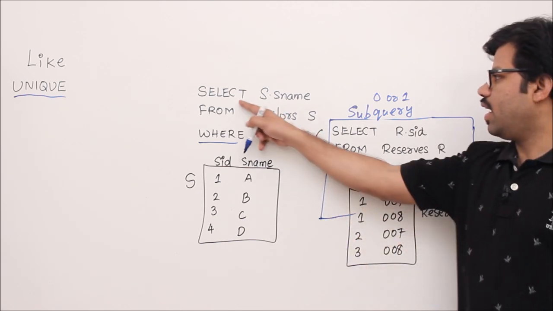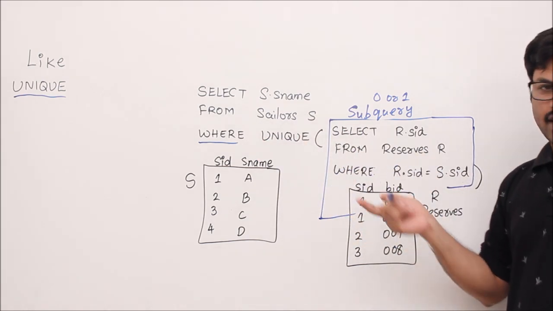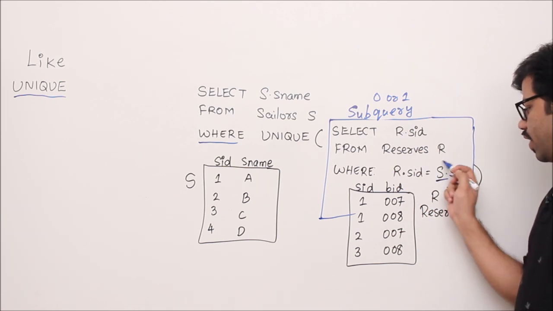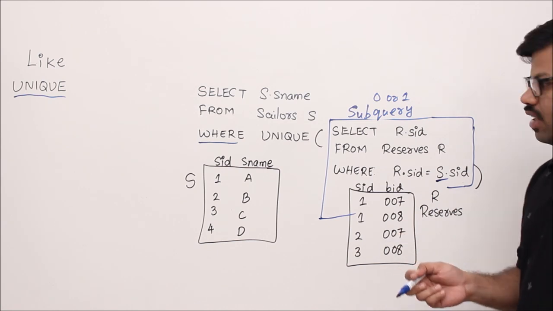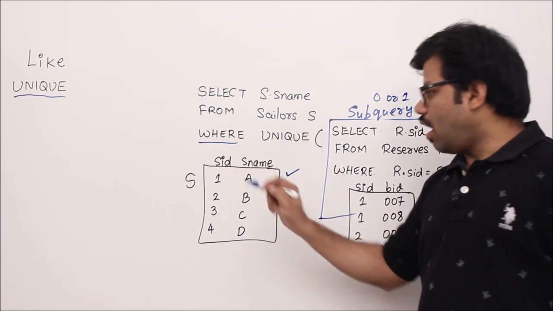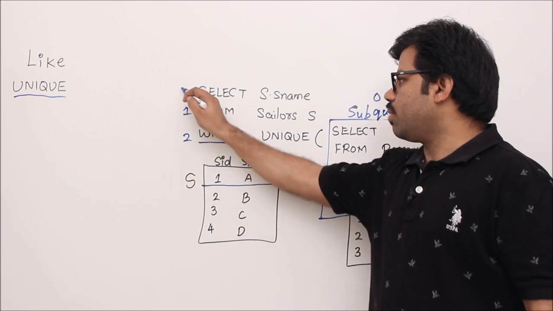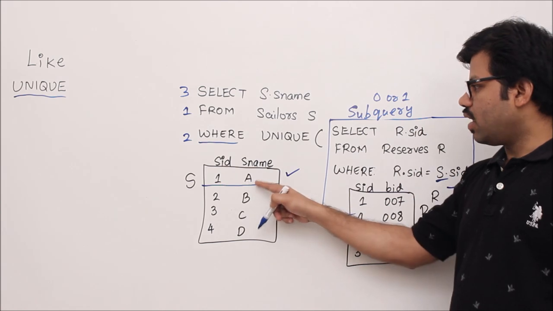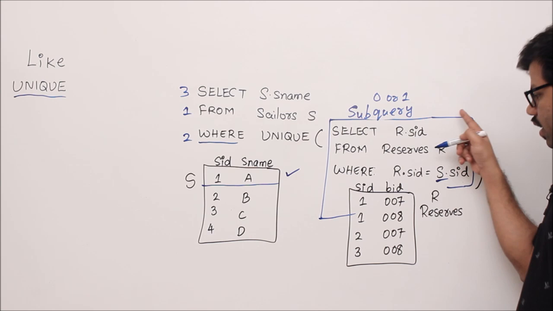Example, see this query: select s.sname from sailors s where unique followed by a subquery. That is the syntax. Now if you look carefully, we are using a variable s, so it is a correlated nested query. How do we evaluate a correlated nested query? We take the outer query variable's first tuple, the first sailor, and on behalf of this tuple we execute step 1, step 2, step 3. In step 1, take the first tuple, which is 1 comma a. Then come to the where clause, unique. So unique depends on this query.